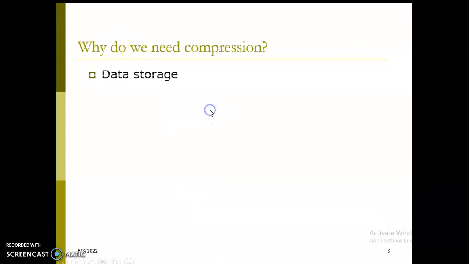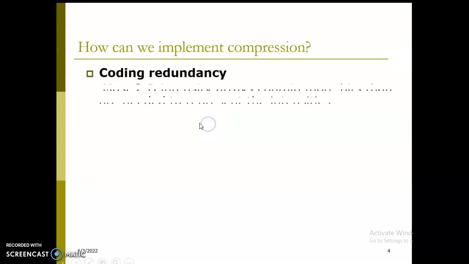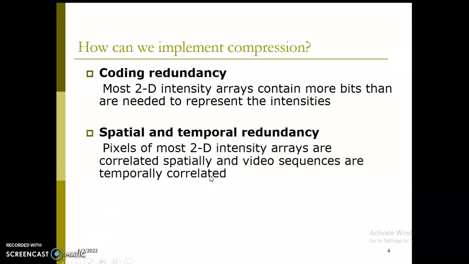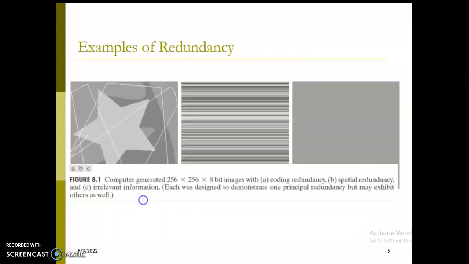Why do we need compression? Data storage, data transmission. How can we implement compression? Coding redundancy: most 2D, that is two-dimensional, intensity arrays contain more bits than are needed to represent the intensities. The spatial and temporal redundancy: pixels of most two-dimensional intensity arrays are correlated spatially and video sequences are temporally correlated. Irrelevant information: most two-dimensional intensity arrays contain information that is ignored by the human visual system.